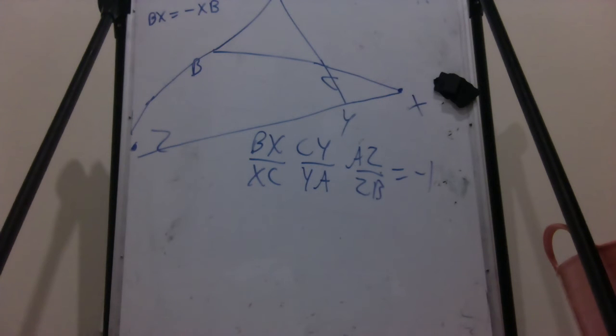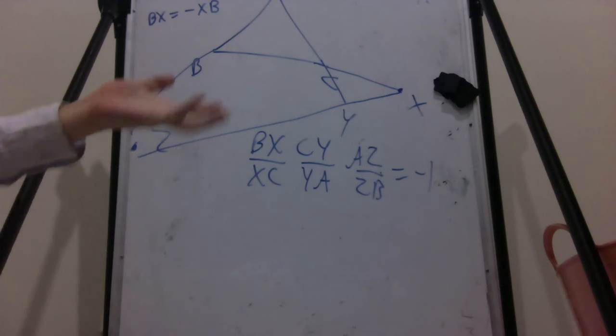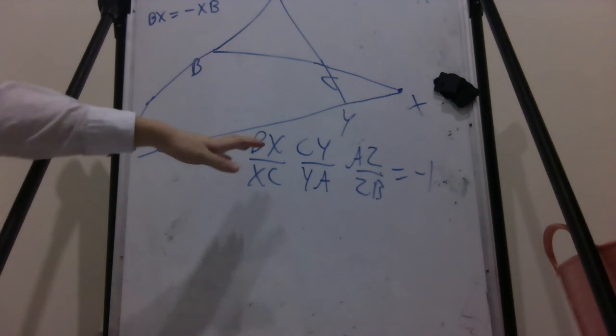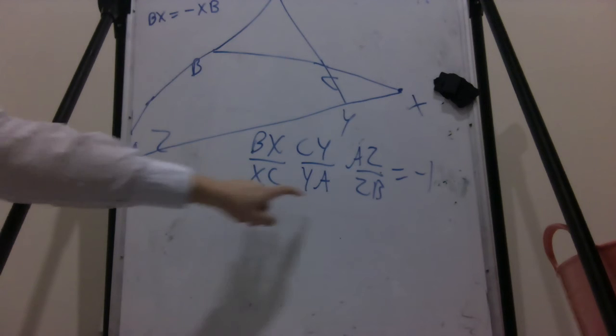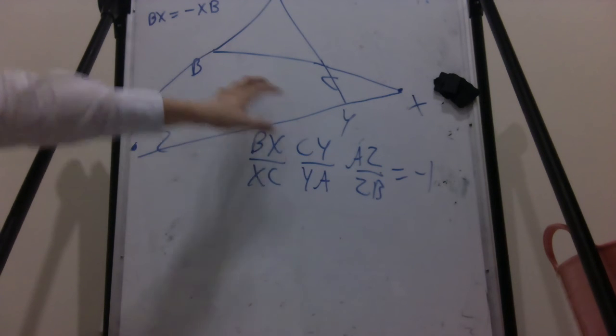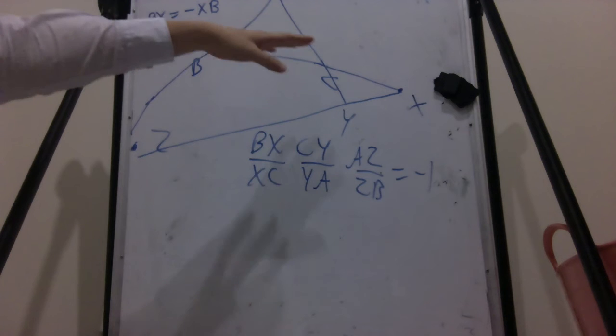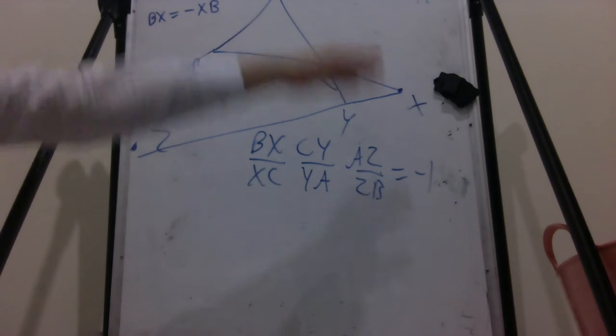This exercise is meant to substitute the lesson on Menelaus, because I think it explains it. Menelaus is saying that if the points are collinear, then this is equal to -1. You can just draw it, and if it's equal to -1, then they're collinear.